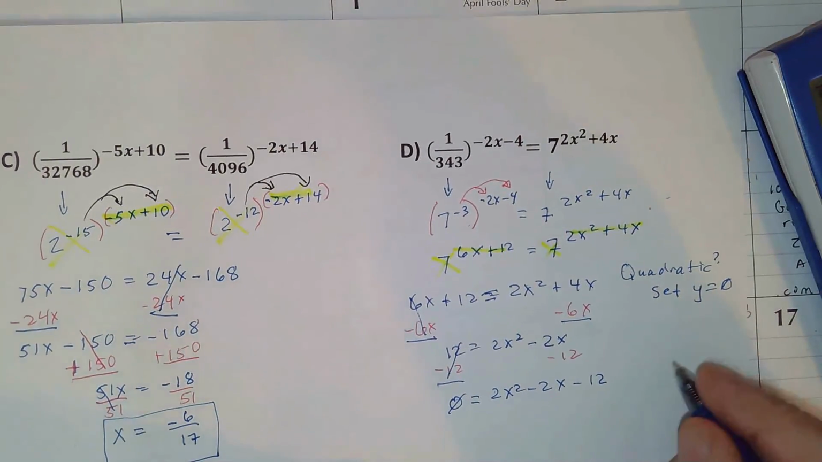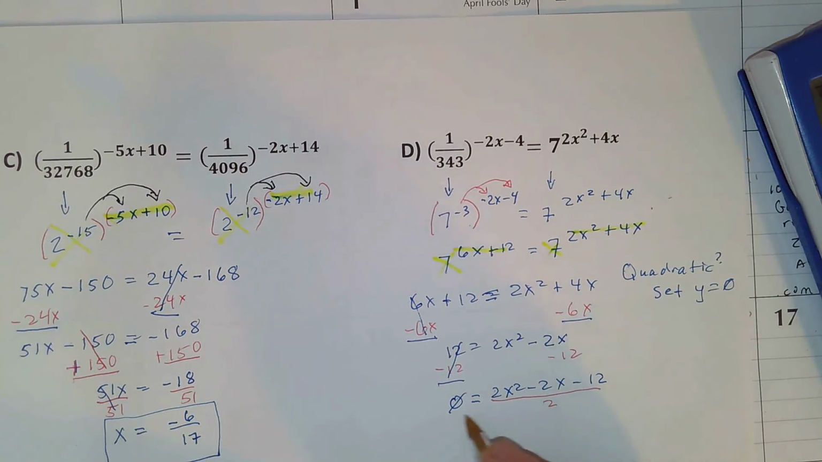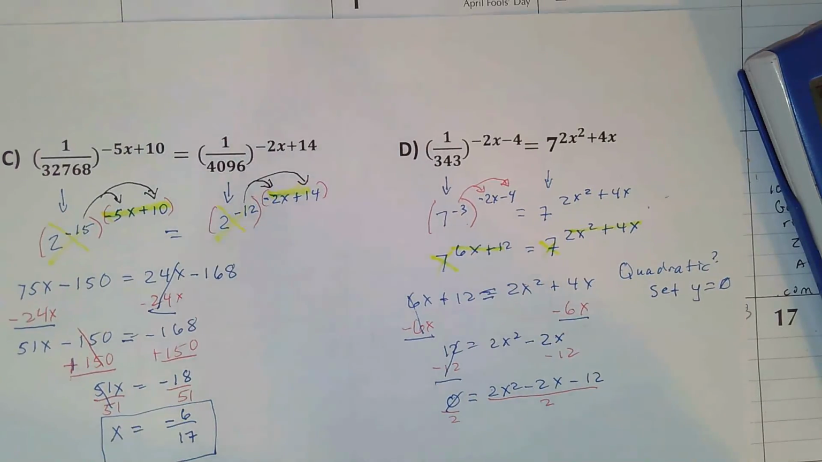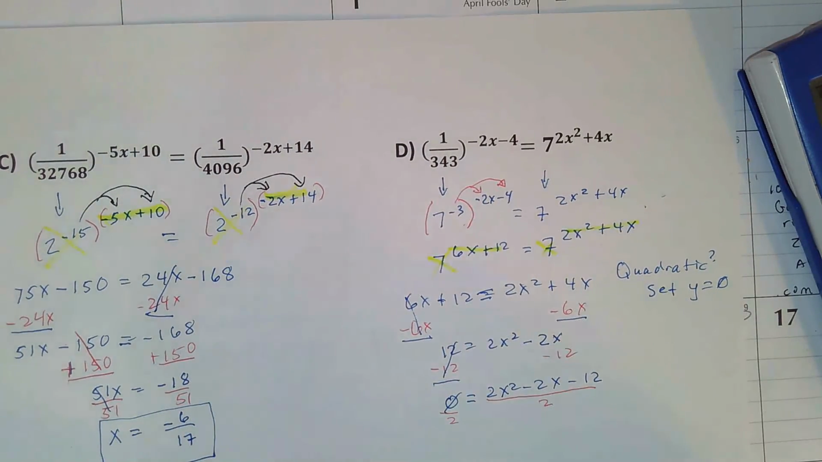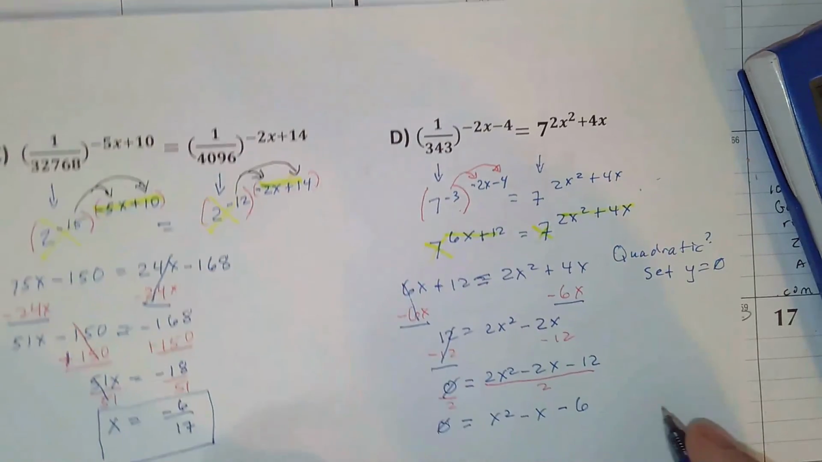So I've got to factor. But first, notice I've got 2's in each of these terms, so let's divide those out. I'm going to divide out 2 from both sides. Now obviously 0 divided by 2 is 0. And I'm left with 0 equals x squared minus x minus 6. So I just factor.